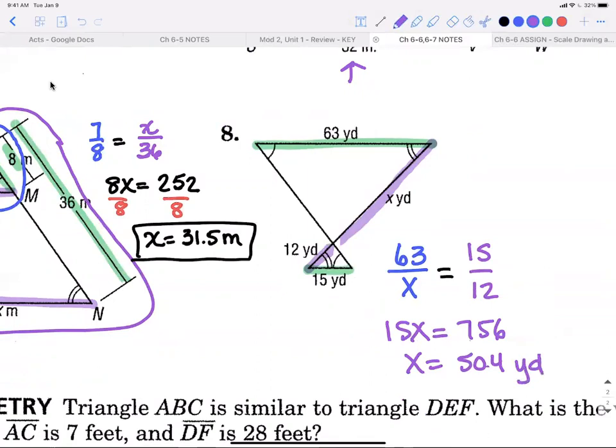Make sense? You don't have to use the highlighters if it doesn't help you. Totally do what you want to do. But if it helps you, use them. Okay. And then if you have one of mine, just bring it up at the end of class.